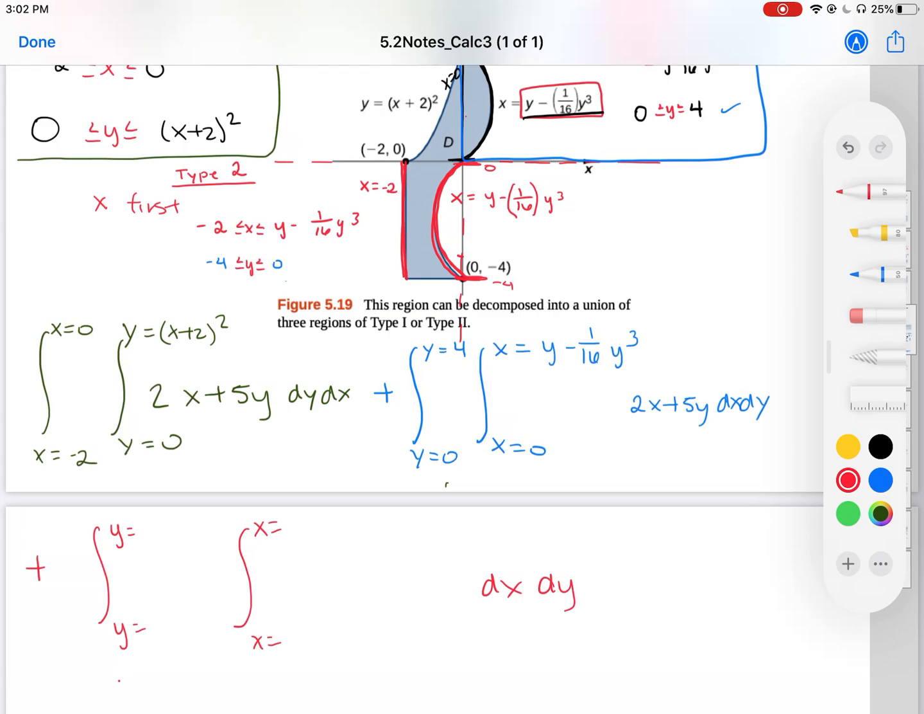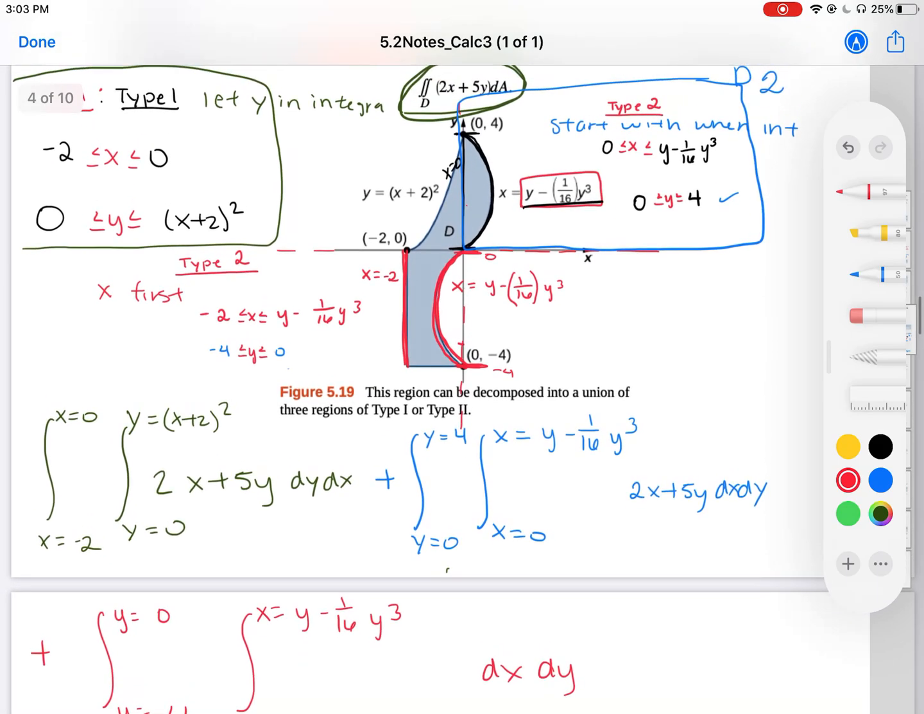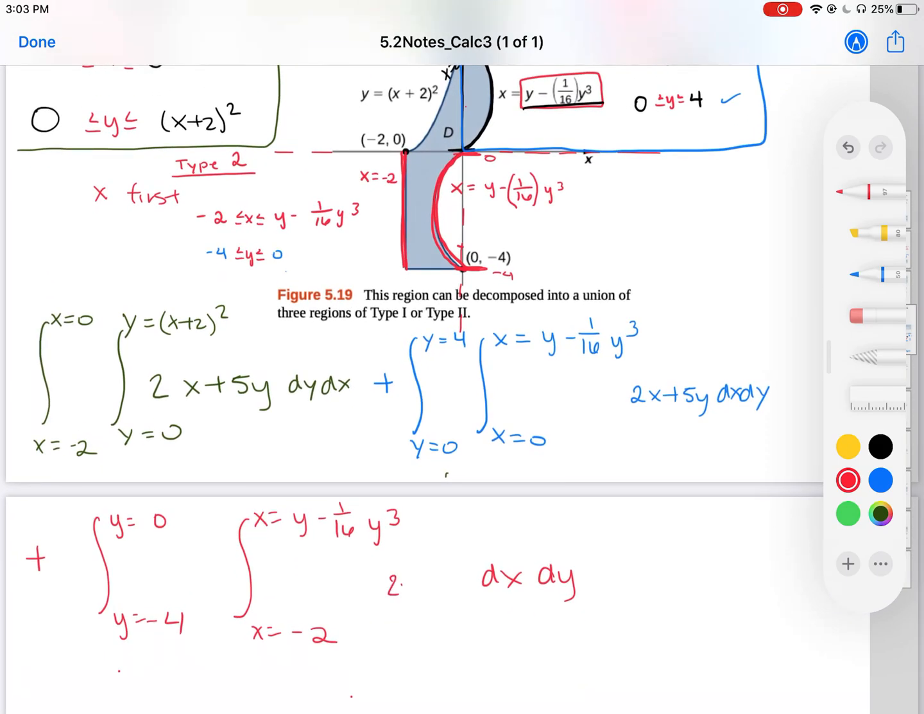Okay, our x boundaries are from y minus 1 over 16y cubed to negative 2. Our y boundaries are from 0 to negative 4. And our argument which we're integrating is 2x plus 5y. Whew. All right, so much work to break it down. But now we still have even more work to do. We have to integrate for these three portions.